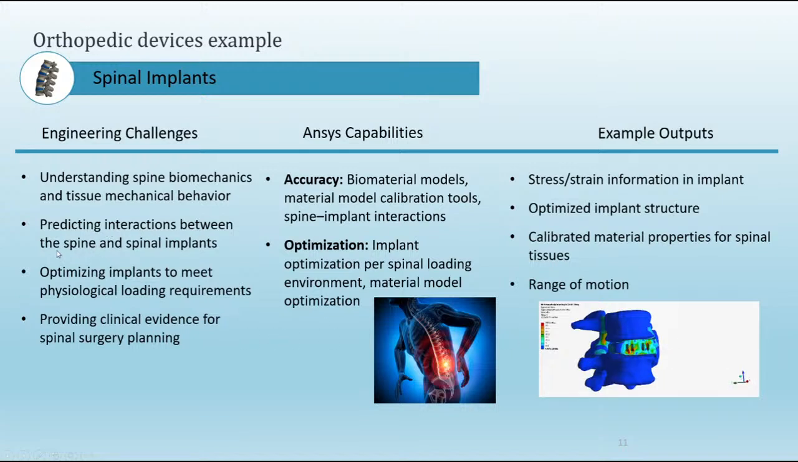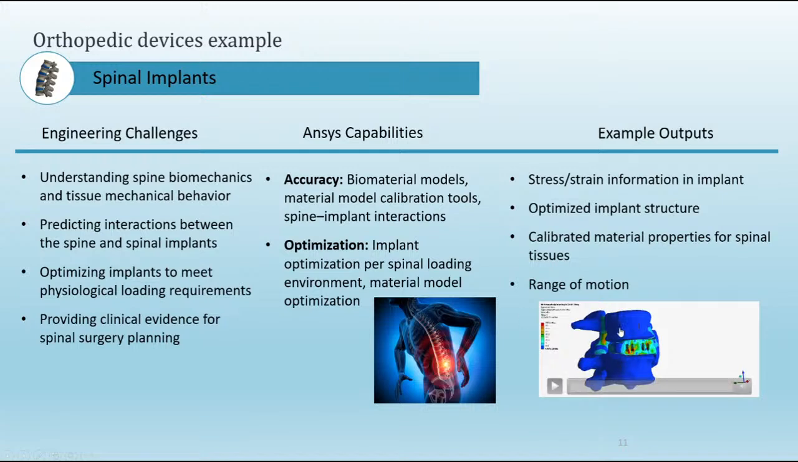We can predict the interaction between the spine and the spinal implant, optimize the implant to meet physiological load requirements, and provide clinical evidence for surgery planning. So we have great biomaterial models available in ANSYS. Like I mentioned, there are hyperelastic models, nonlinear plasticity and nitinol models, shape memory alloy models. There's a material model calibration tool and a spine and implant interaction simulation. And then in ANSYS, we can parameterize all aspects of the geometry of your implant. So we can do implant optimization per spinal loading environment and material model optimization.